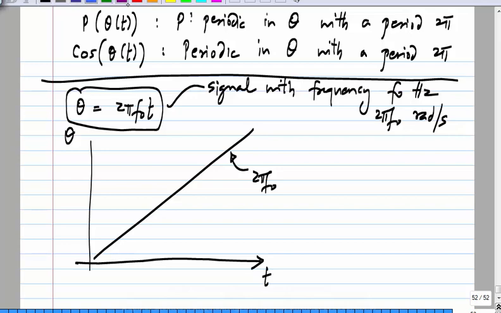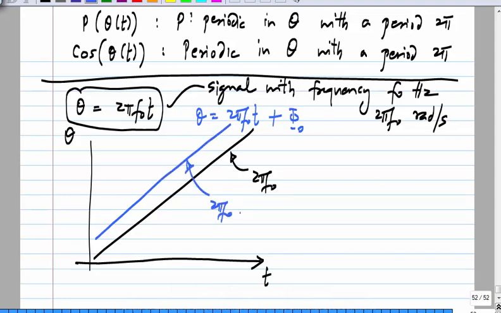Now, we could also have theta to be 2 pi f naught t plus some phi naught, some offset. Okay, this does not change anything, it just changes the phase by a fixed amount. As long as the slope is the same, the frequency is the same. Okay. Then, if you have something like this with a higher frequency, the theta versus time curve will be steeper. Okay. Is this okay?